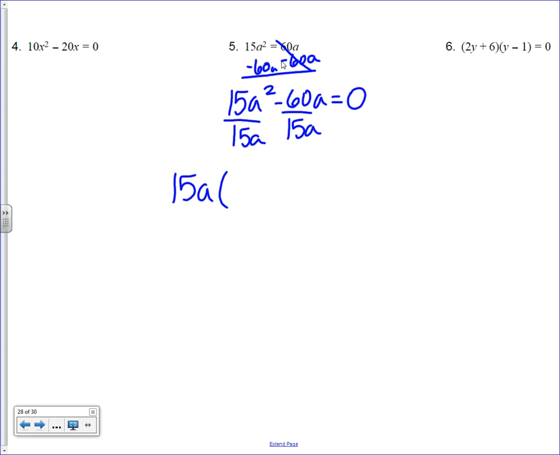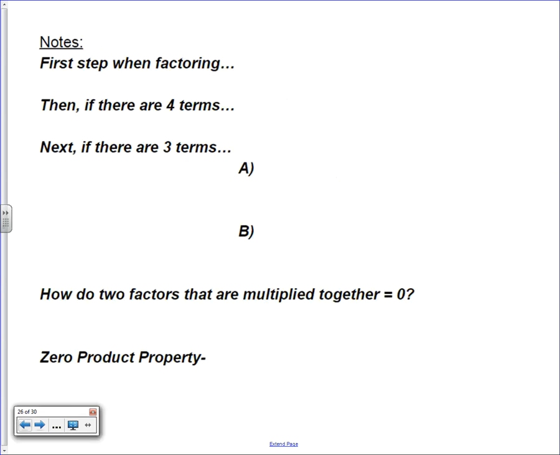What do I get when I take that out? A and then -4. Does anybody have any issues on how we came up with that thing inside of there? Question. How many terms is inside of here now? 2. Do you have any way to factor 2 terms?